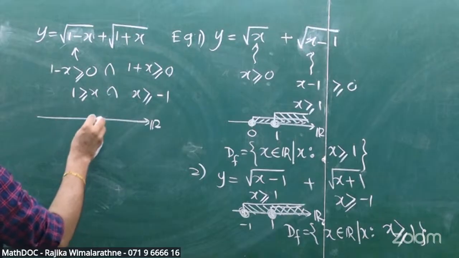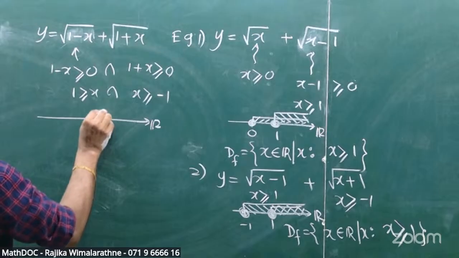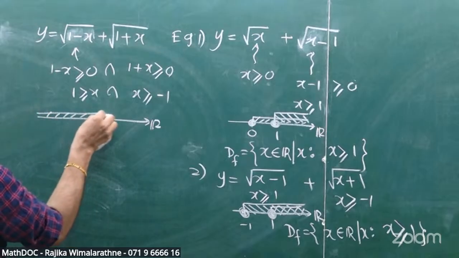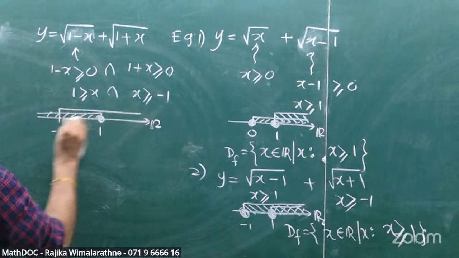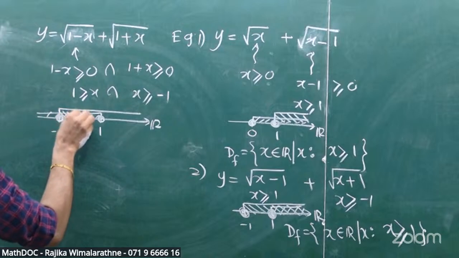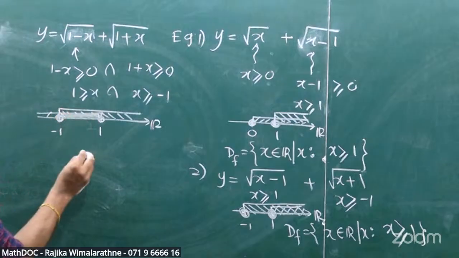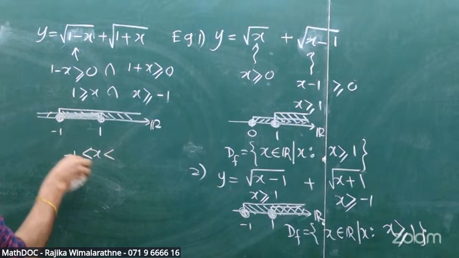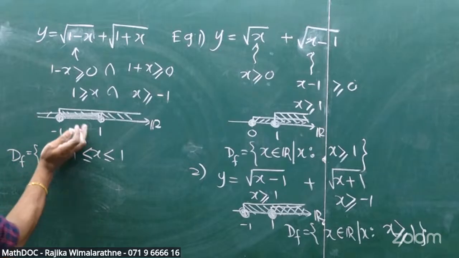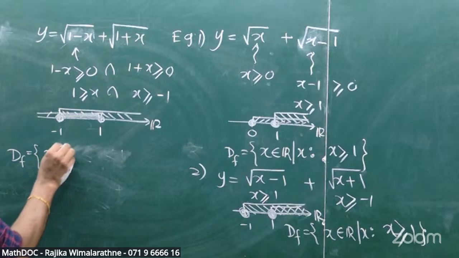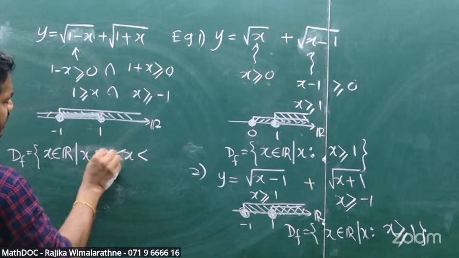Now x value is less than 1. Here 1 is here. Then x value is greater than minus 1, for this region. Then the common region, here this is the common region. X in between minus 1 to plus 1 is the common region. That is our domain now. X real value, x such that x is in between minus 1 to plus 1.